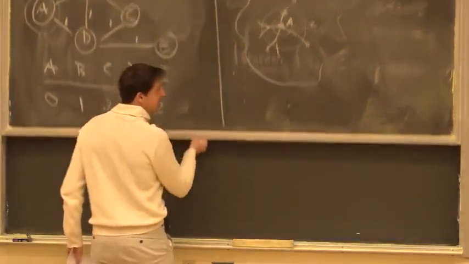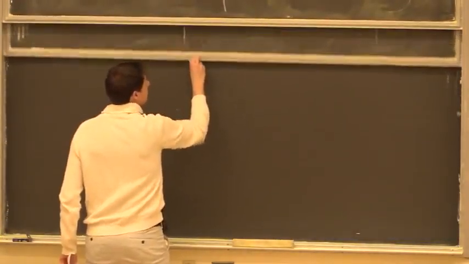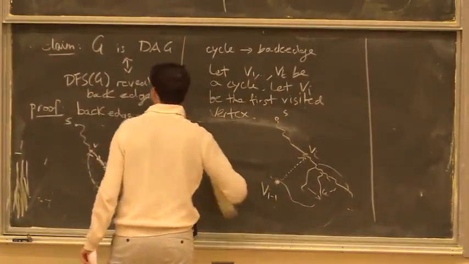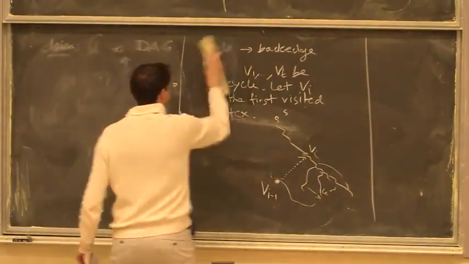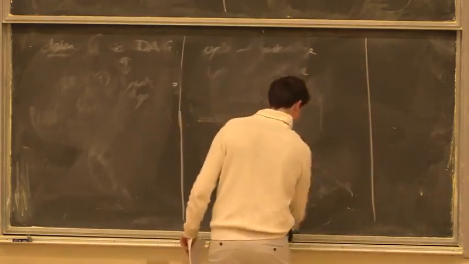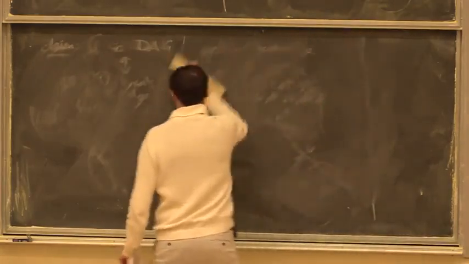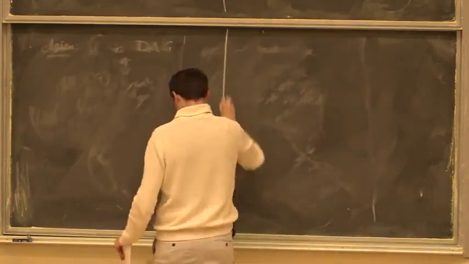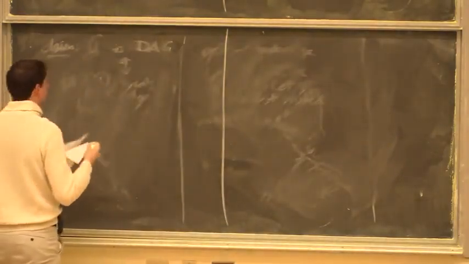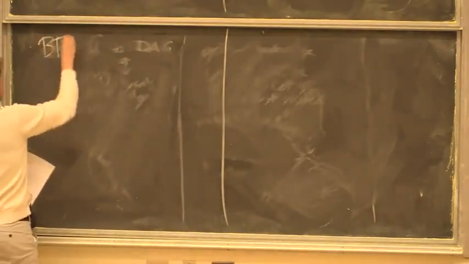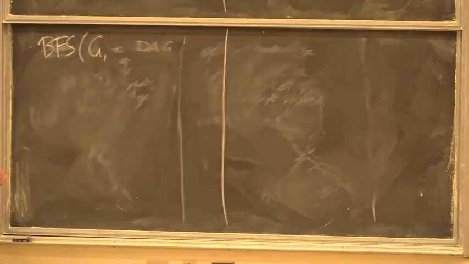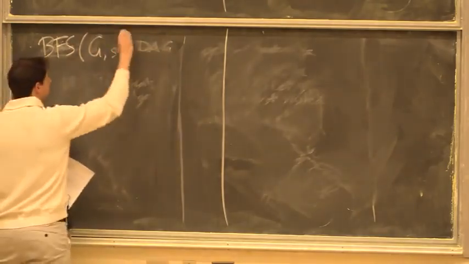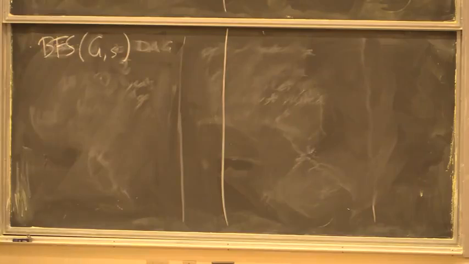Okay, so let's write the algorithm. All right, so BFS. Notice that not only do we give the graph as input, like in DFS, but there's an additional input, which is the starting vertex S. So BFS takes 2 inputs.